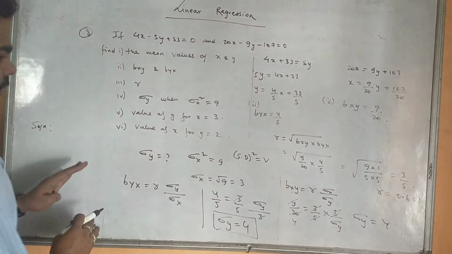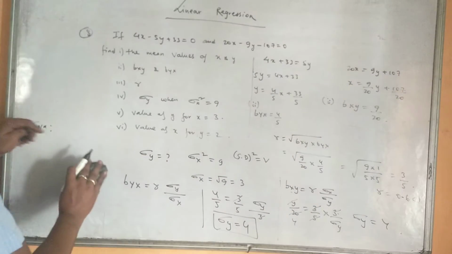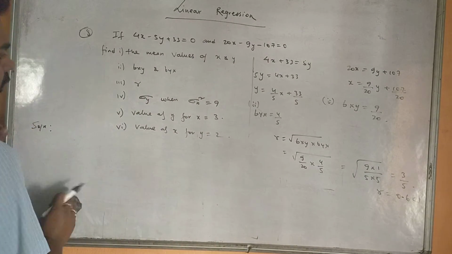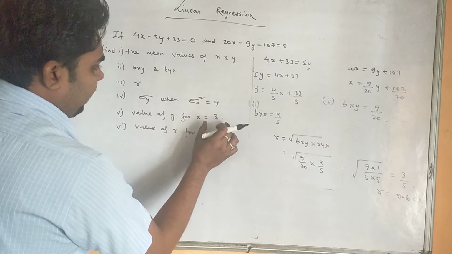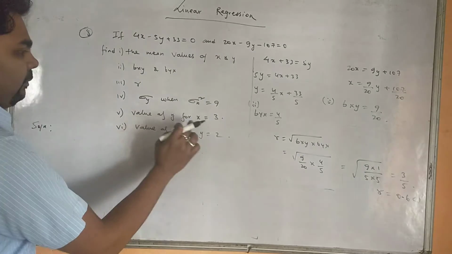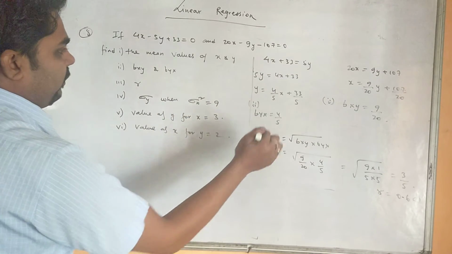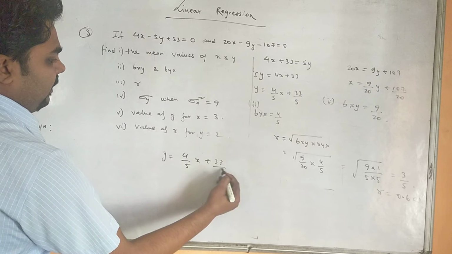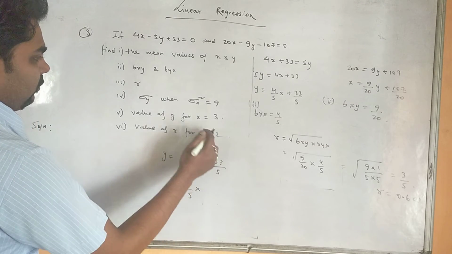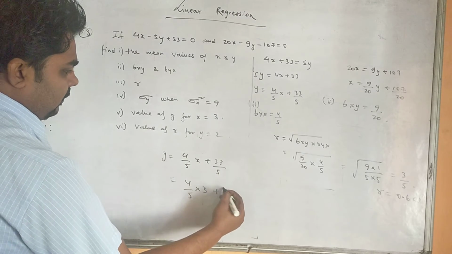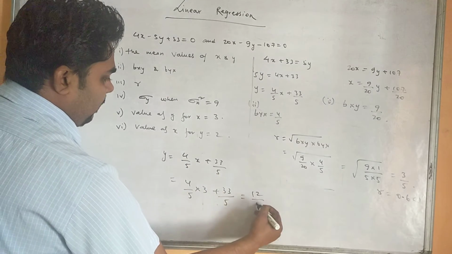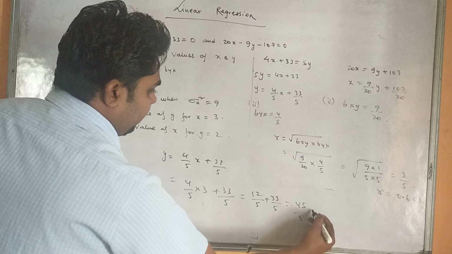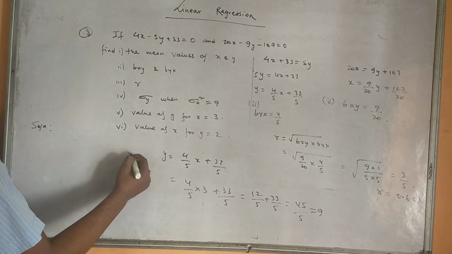Okay. So next we have to find the value of y for x equals 3. So we have to get the value of y by substituting the value of x. So we have to substitute the value of x in the y on x equation. So this is the y on x equation: 4 by 5 x plus 33 by 5. So 4 by 5, in place of x what will we substitute? 3, plus 33 by 5. Here you will get 12 by 5 plus 33 by 5, that is 45 by 5, that is 9. Okay, so this is the point number 5 answer.